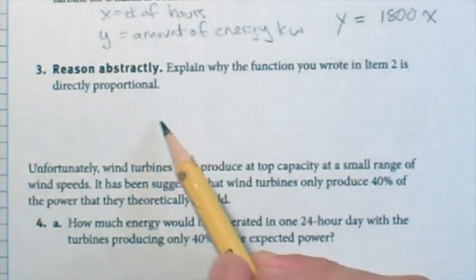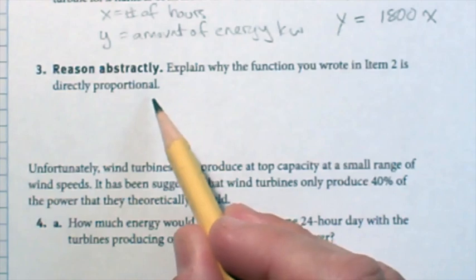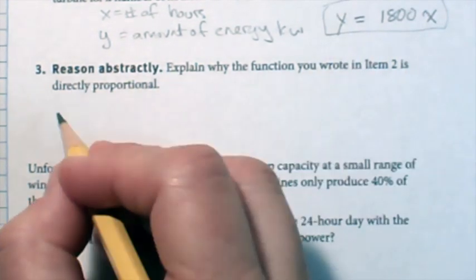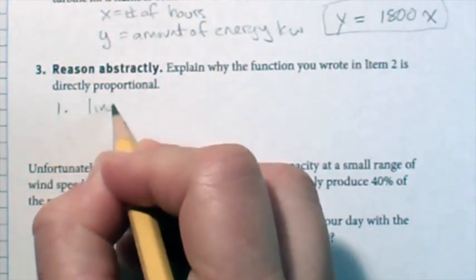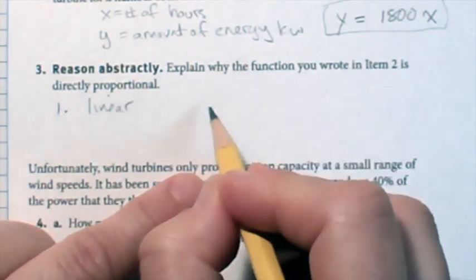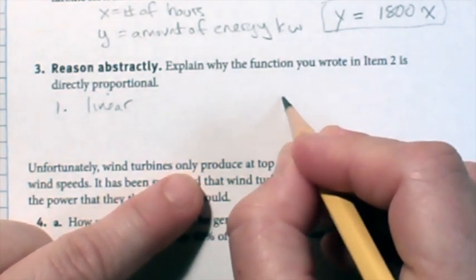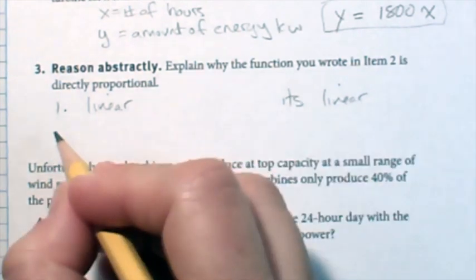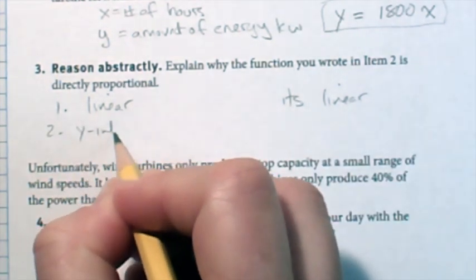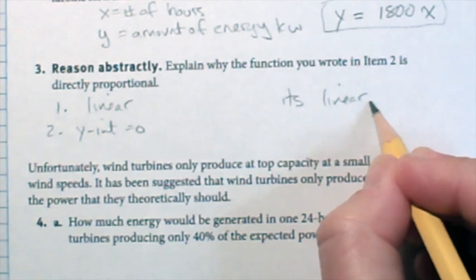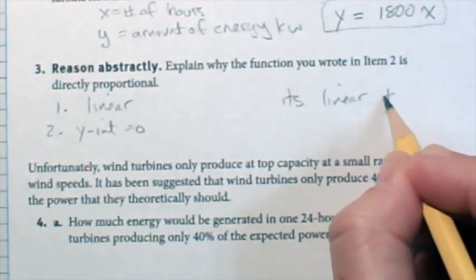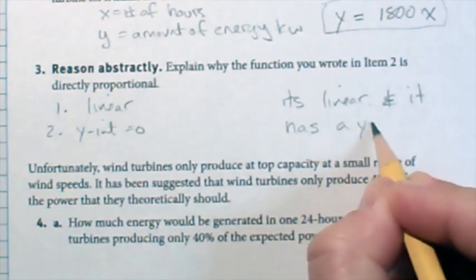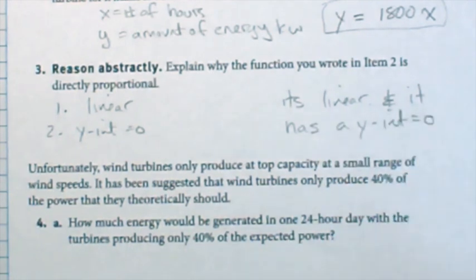Explain why the function you wrote is directly proportional. Remember, we had 2 criteria for directly proportional. One was that it be linear. And this equation is linear. And number 2, the y-intercept has to be equal to 0. And for this equation, it has a y-intercept equal to 0. All right.